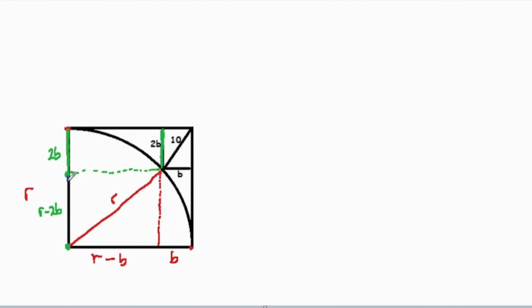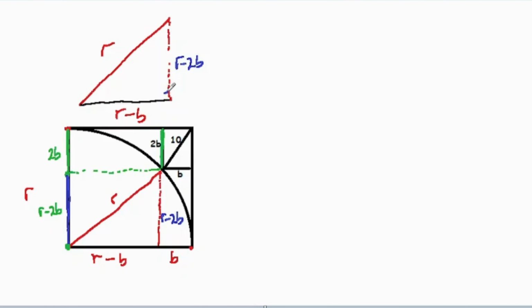Now if from here to here is R negative 2B, just follow my blue ink. So it only means that from here to here is going to be R negative 2B. Alright, so I will write R negative 2B here. So now I have a triangle. So let me trace out that triangle. Alright, now we can find our R.